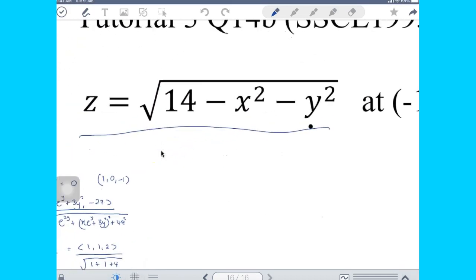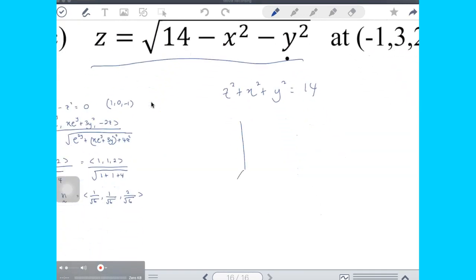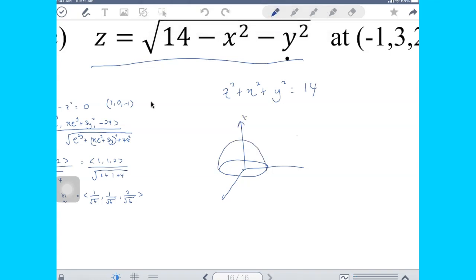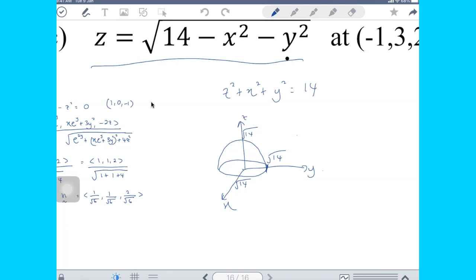So you can rearrange. The equation becomes x squared plus y squared plus z squared equal to 14. Then you have a sphere with radius square root 14, but because your z here is always positive, you have only a hemisphere. So the radius is square root 14 along each axis. Okay, so that is what the surface looks like.